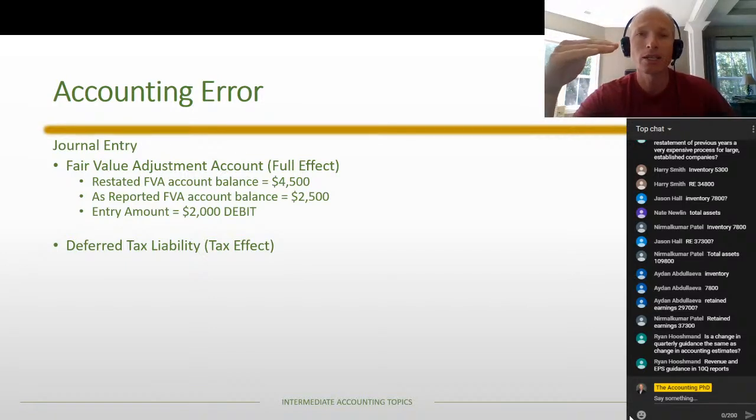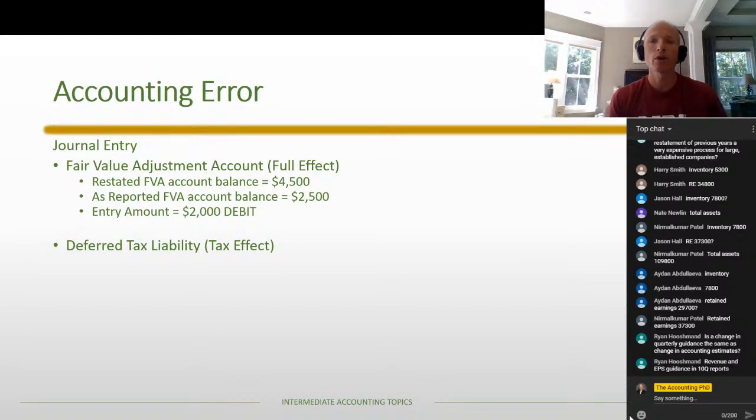But under US GAAP, they report it at the fair value. And so since there's a difference in the book value of an asset, we know there must be a difference in cumulative income. If there's a difference in cumulative income, there's going to be a difference in the cumulative income tax. And if there's a cumulative difference in income tax, that means there's going to be a deferred tax asset or a deferred tax liability.